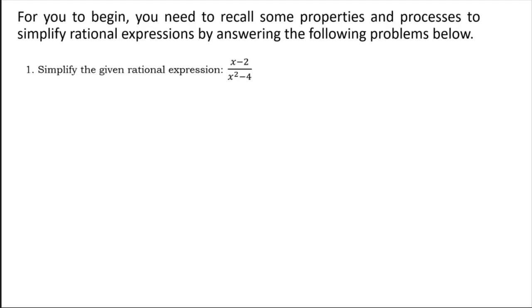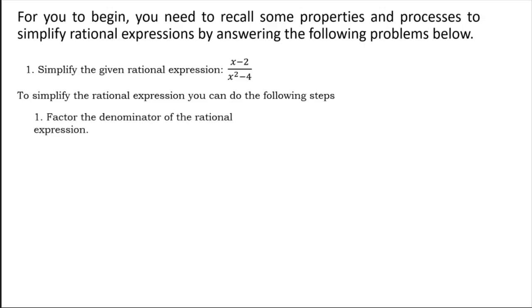So for you to begin, you need to recall some properties and processes to simplify rational expressions by answering the following problems below. Number 1, simplify the given rational expression: x minus 2 all over x squared minus 4. To simplify the rational expression, you can do the following steps. First, factor the denominator of the rational expression.